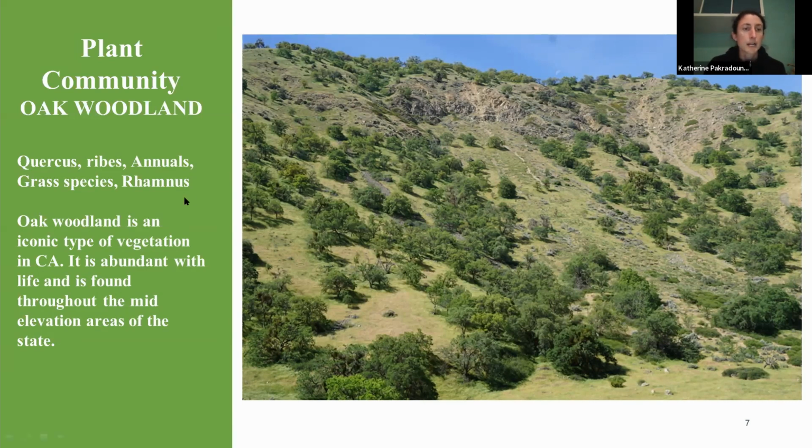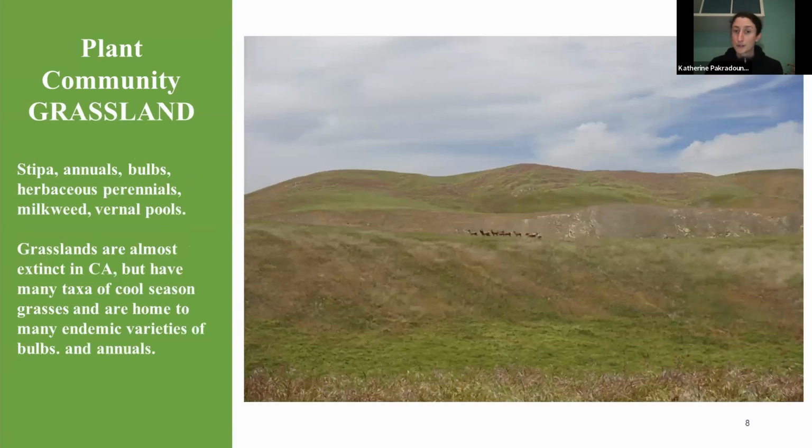But it is very iconic, and the oak trees, we'll talk a little more about them, are some of the most important species for wildlife and support an insane quantity of animals as far as being a food source. And here you have grasslands.